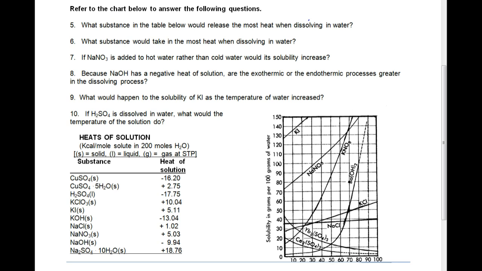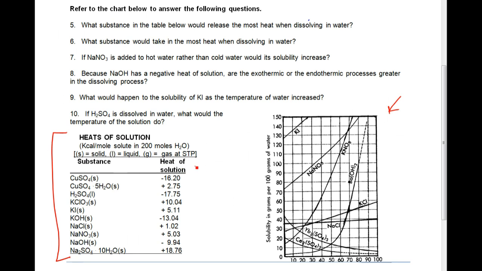All right, so this is telling you to look at the chart below. For 5 through 10, it'll be this section right here. We'll learn how to do this in another little set. All right, so we're looking at this chart.